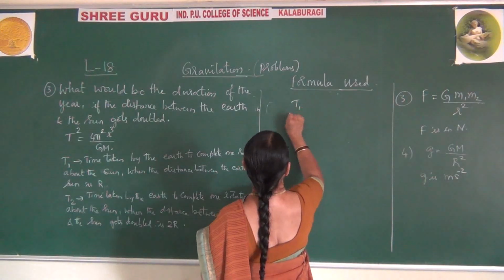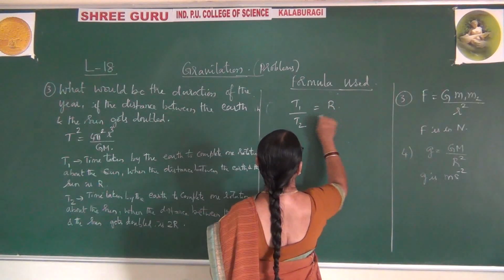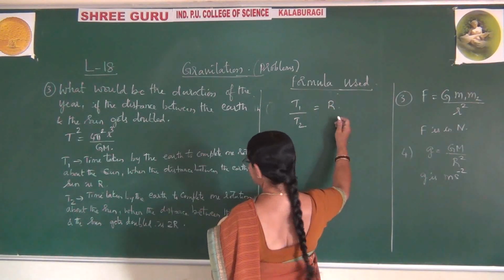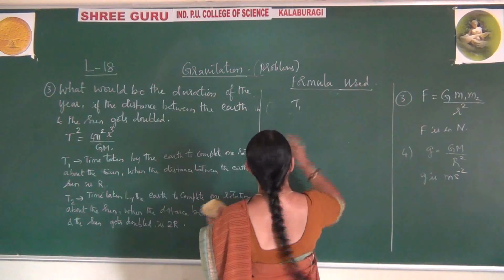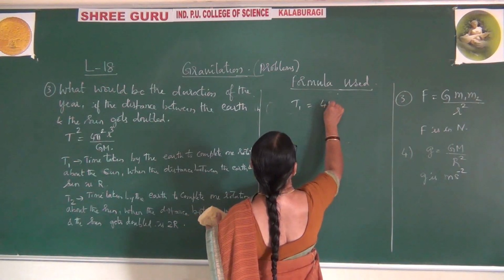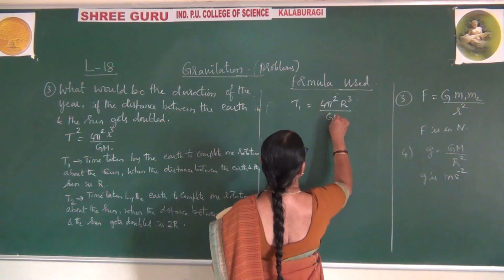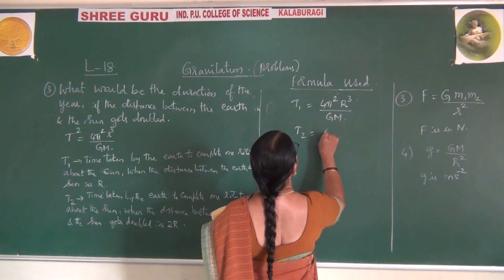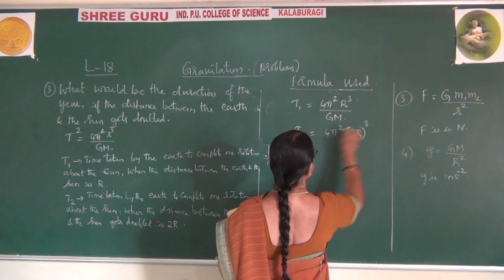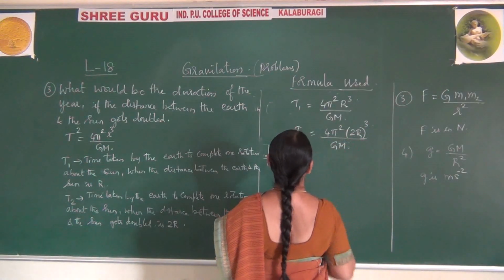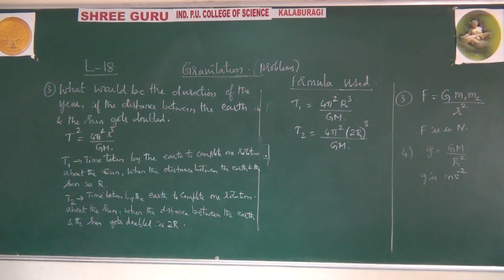So T1 by T2 is equal to, T1 means R. This T1 is nothing but R, and the formula remains the same. So let me write: T1 is equal to 4 pi square R cube divided by Gm. What is T2? 4 pi square, R will become 2R whole cube divided by Gm. So this is the one condition. Remaining all are constants here, only the variable is this much.